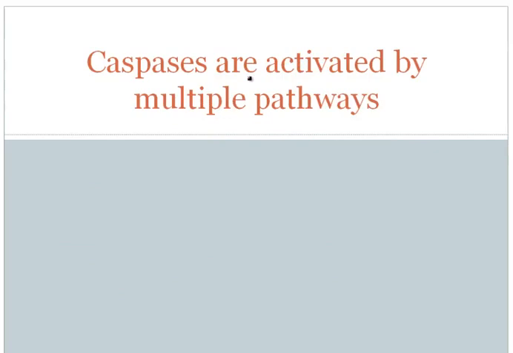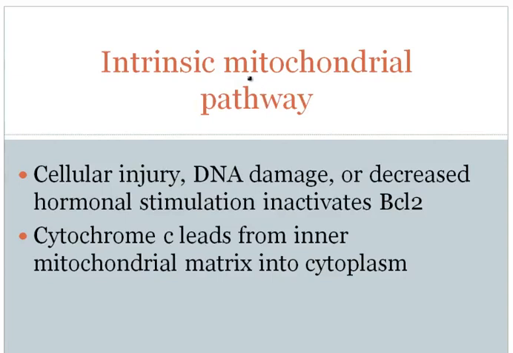Okay, now, very high yield. Caspases, which are the key enzymes that mediate apoptosis, are activated by three major pathways, and each of these pathways is relatively high yield. Now, the first is called the intrinsic mitochondrial pathway. And the idea here is, let's say that there is some force that is going to cause apoptosis.